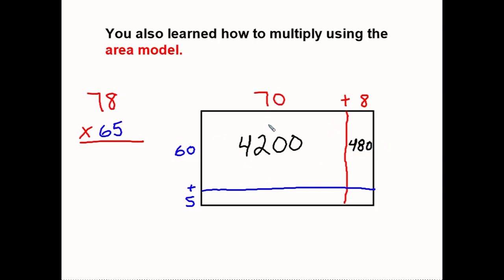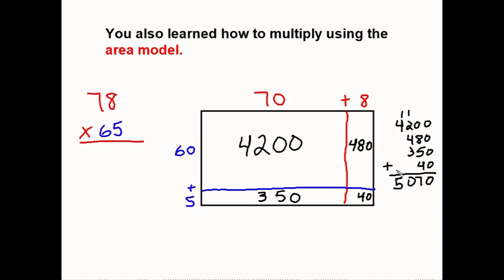Then we go on to the next set of numbers, which is 70 times 5, and 7 times 5 is 35. And then we add the 0, and we get 350. And then we finish up by doing 8 times 5. And of course, you learned last year to add all of your answers up, and you get 4,200 plus 480 plus 350 plus 40. And you add them all up, and you get your product for 78 times 65. And you should come up with an answer of 5,070.